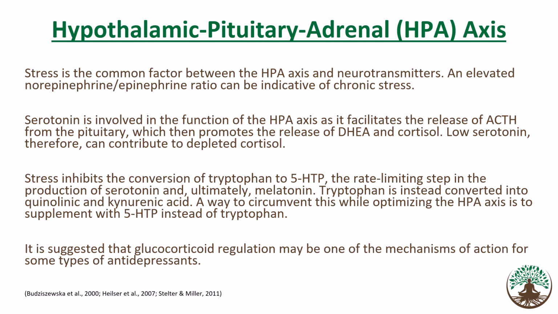Stress inhibits the conversion of tryptophan to 5-HTP, the rate-limiting step in the production of serotonin and, ultimately, melatonin. Tryptophan is instead converted into quinolinic and kynureninic acid. A way to circumvent this while optimizing the HPA axis is to supplement with 5-HTP instead of tryptophan. It is suggested that glucocorticoid regulation may be one of the mechanisms of action for some antidepressants.